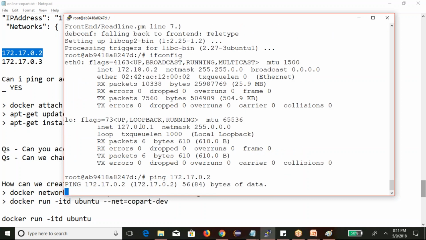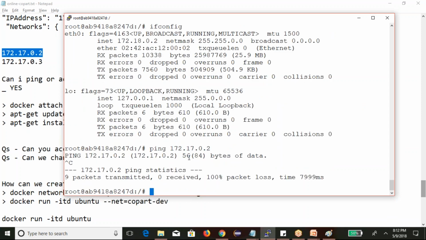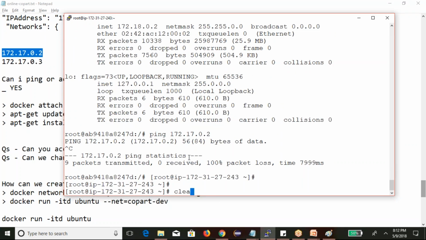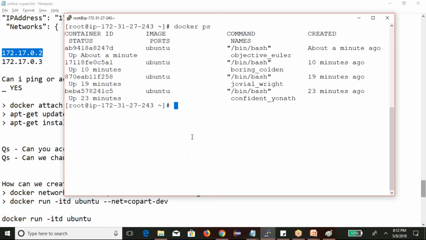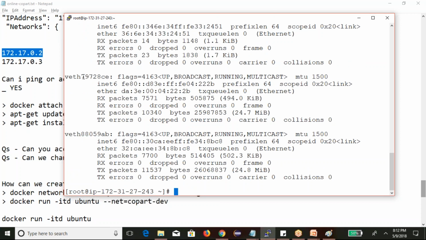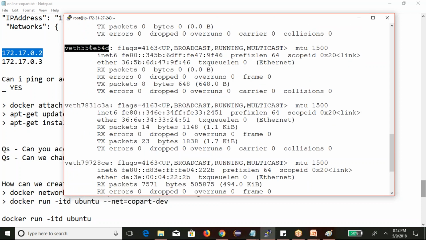From the host you can ping all these containers, because of the interfaces. Total you got 4 containers, so that means the host is having 4 interfaces. See, 1, 2, 3, 4.